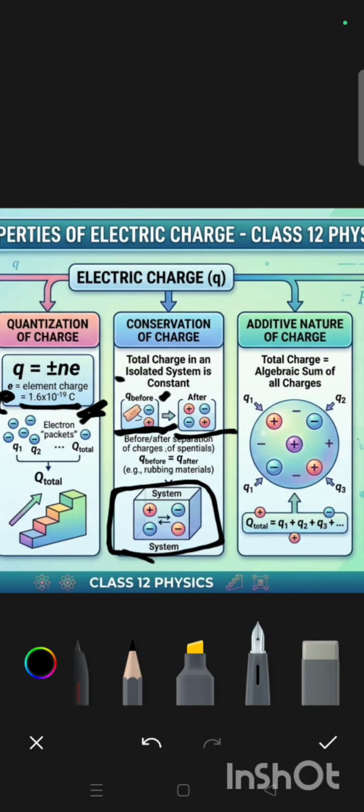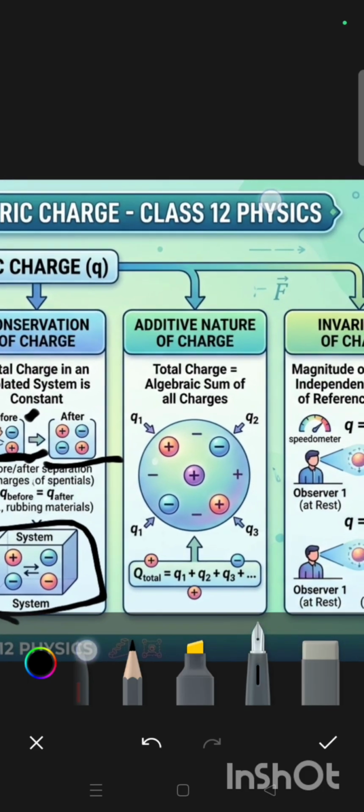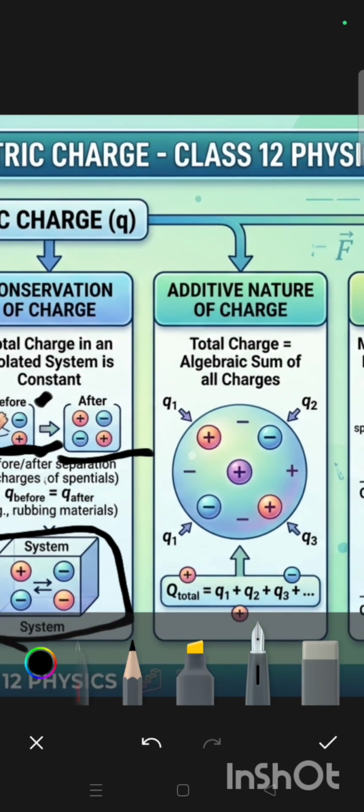Now we'll see the additive nature of charge. That is the third property. Additive nature means, additive is something like addition. We are adding or summing up all the charges present inside one system. Here there is a sphere. We will consider this sphere. Here there are how many positive charges? 3 positive charges and 2 negative charges. Now we'll add them up.